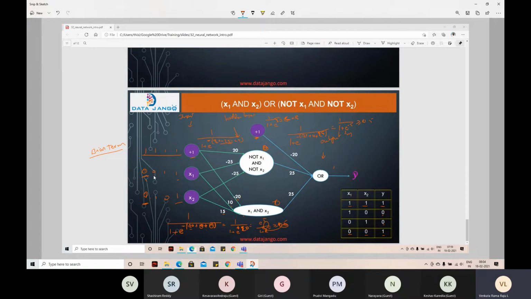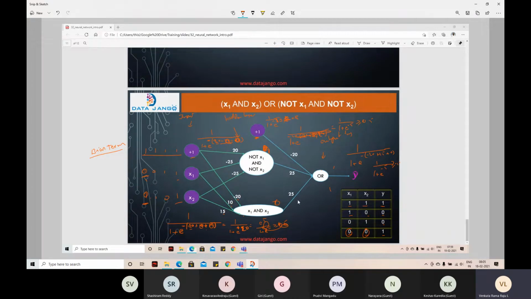When I pass the same 0, 0 to this other node, it's going to be 1 into 20, this is 0, this is 0. This is equal to minus 20, so that's greater than or equal to 0.5, and it's going to be 1. Now 1 by 1 plus e power minus of minus 20 plus 25 plus 0. This is again positive. 1 by 1 plus e power minus 5 is greater than or equal to 0.5, so this is 1. So when I pass 0, 0, I am getting 1. When I pass 1, 1, I am getting 1.